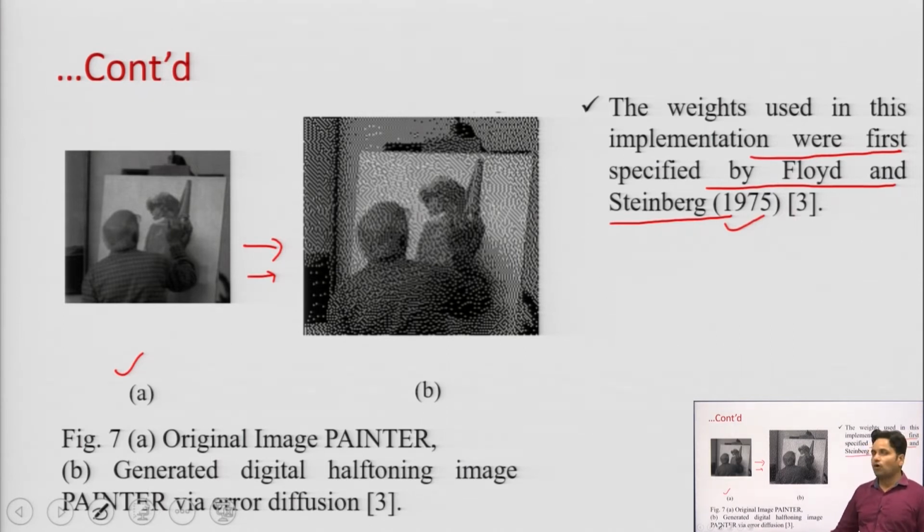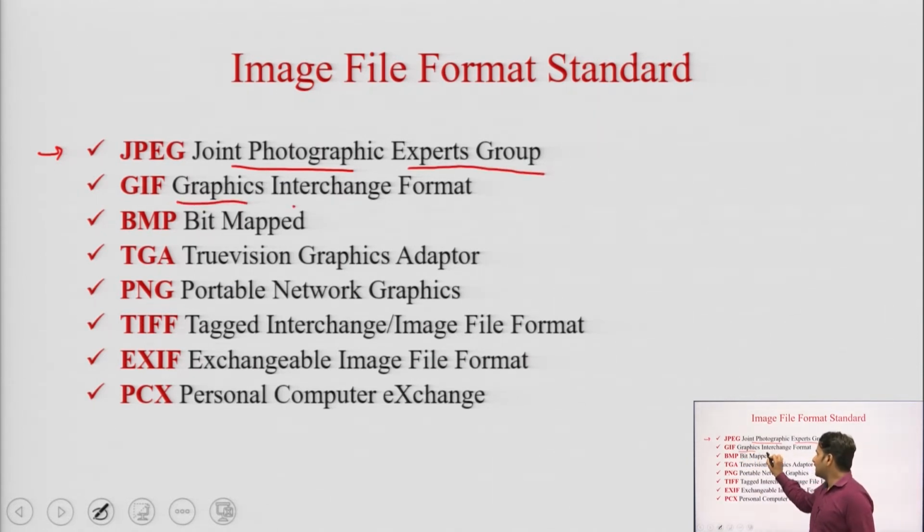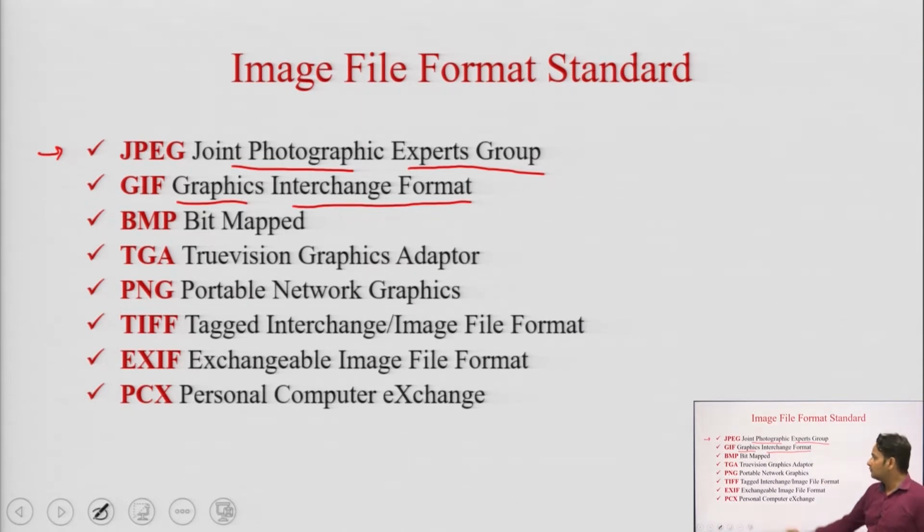Okay. So, that is all about digital halftoning, and after that, we talk about image storage. First of all, we have to identify how many standards we have to generate an image in a digital format, or we can say in a storage format. So, the most widely used image file format is JPEG, Joint Photographic Experts Group. The second one is Graphics Interchange Format. The third one is bitmap.